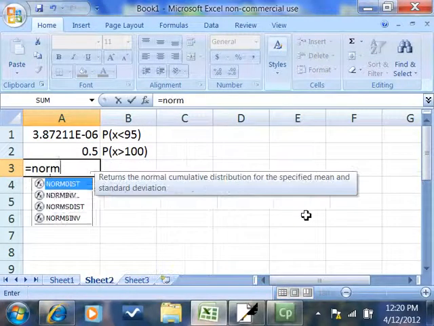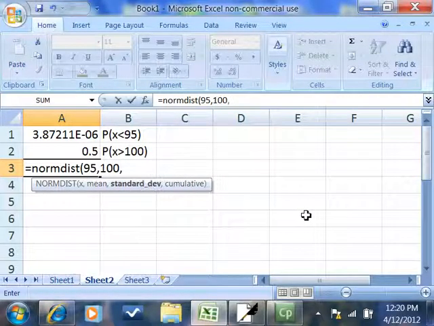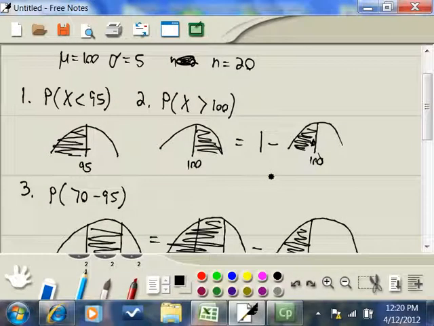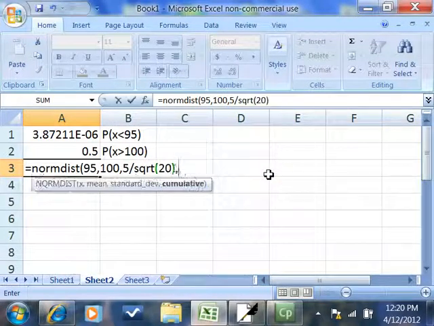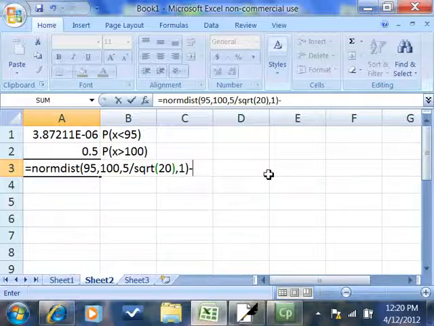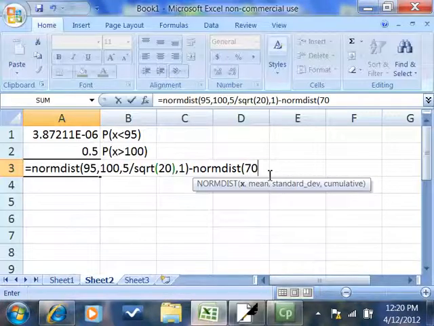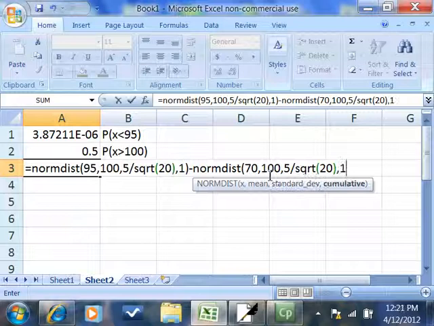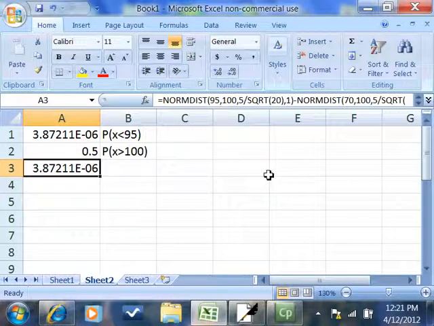So this will be equals NORM.DIST 95, comma our mean, which is 100, our standard deviation, which was 5, divide by square root of n, so square root of 20, and then 1 for cumulative, minus NORM.DIST, and what was the next one? 70, comma 100, our mean, comma our standard deviation, divided by square root of n, square root of 20, comma 1 for cumulative, enter. That's interesting. Gives you the same one as that.